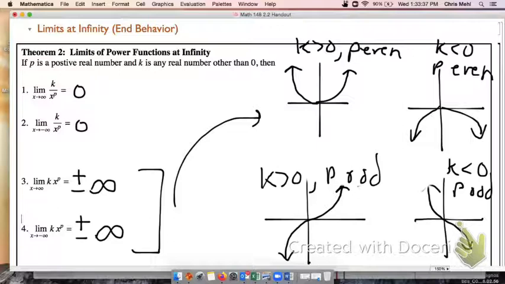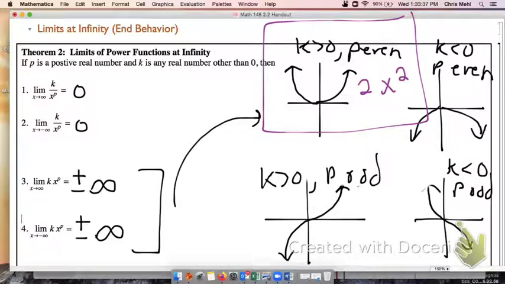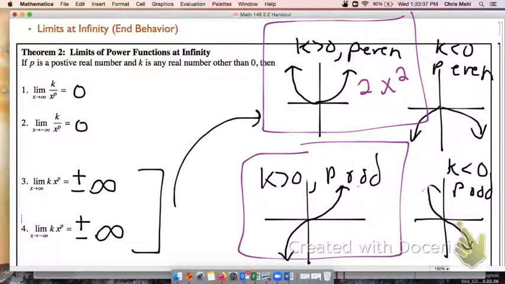So, for instance, if I'm looking at the function kx to the p, where k is positive and p is even, you might think of just the function 2x squared, for example. It's a parabola opening upward, so both those limits in 3 or 4 would be positive infinity. As you go to the right, the graph goes up, and as you go to the left, the graph goes up.